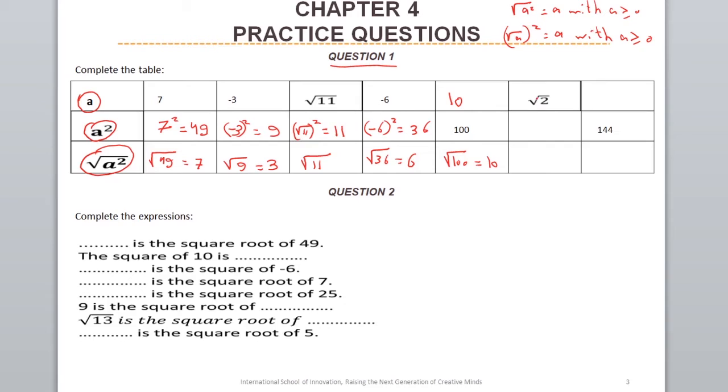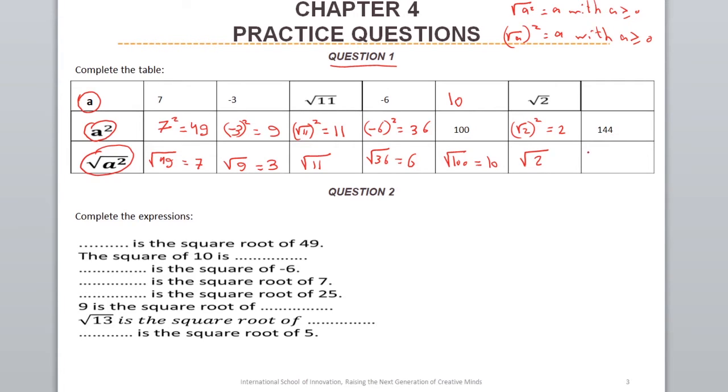Now radical 2 all of its square, what does it become? 2. And radical a squared, meaning radical 2, so we keep it radical 2. Why? Since 2 is not a perfect square.